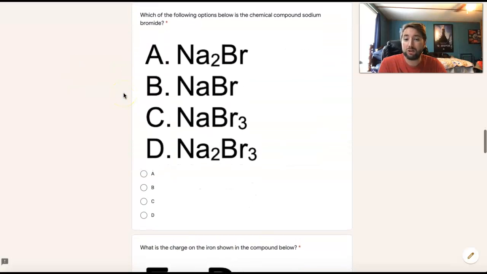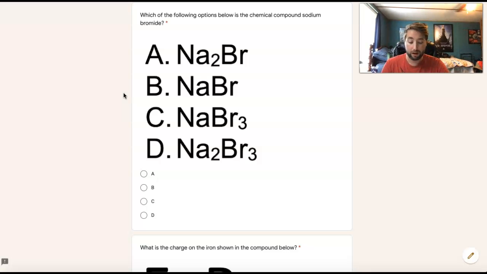All right, next one, it says, which of the following options is the chemical compound sodium bromide? All right, so sodium, we're going to write down the symbol for sodium, and if you need to, you can look it up on your periodic table. So sodium is going to be Na, so I'm going to write that down on my piece of paper. All right, and bromide is just bromine, again, it's just with the IDE ending. All right, so we're going to go the symbol for bromine, which if you look it up on your periodic table is going to be Br.